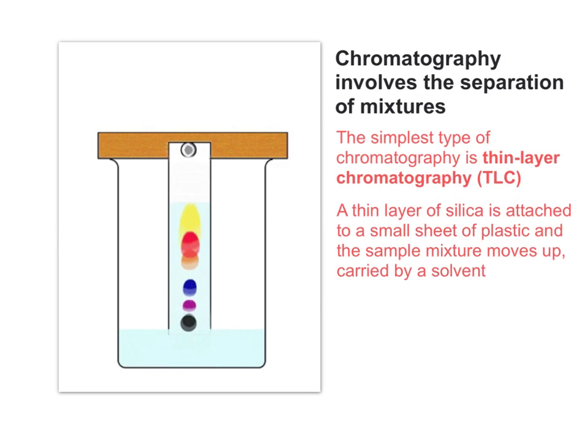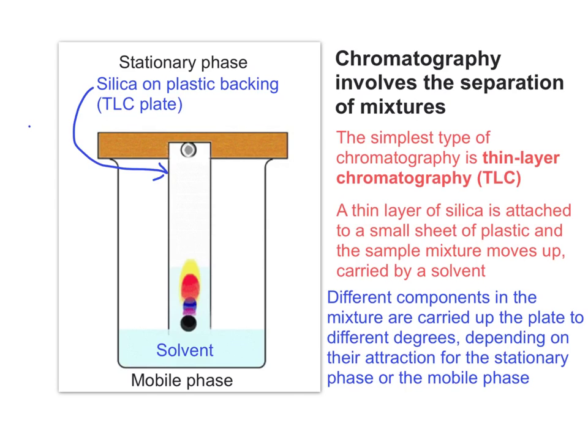So chromatography involves the separation of mixtures, and the simplest type of chromatography is called thin layer chromatography. A thin layer of silica is attached to a small sheet of plastic, and the sample mixture moves up carried by a solvent. Different components in the mixture are carried up the plate to different amounts, and this depends on their attraction for the stationary phase or the mobile phase.